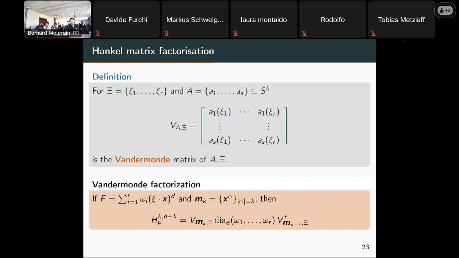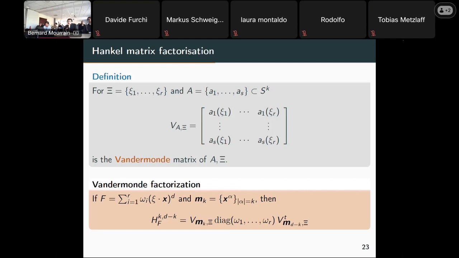Some words about this matrix factorization. First, the definition of a Vandermonde matrix: we have points ξ1, ..., ξr in K^n. We have polynomials A1, ..., As. So we define the Vandermonde of A for the points ξ as the values of A1, ..., As at the first point, and so on, up to the values of A1, ..., As at the last point. It is the Vandermonde of A for the points ξ.